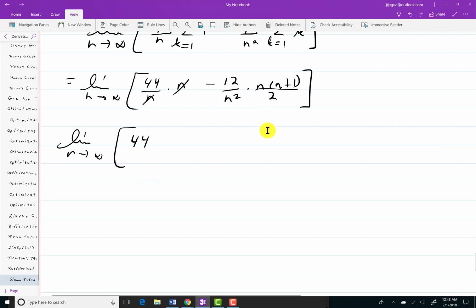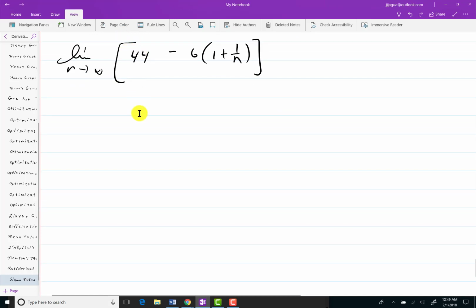Here I can cancel an n before, then don't forget to suck the other n underneath of the n plus 1. 12 and 2, I can get a 6 out of that, so I have minus 6 times 1 plus 1 over n. 44 is unaffected by the limit, so we have 44 minus 6 times 1 plus 0. And that equals 38.